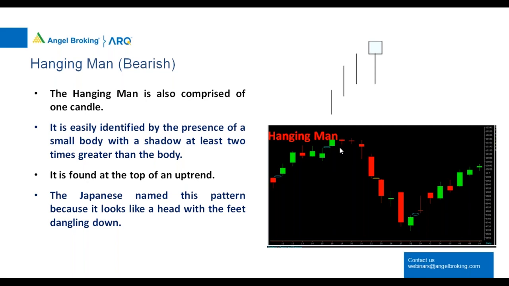That is the major advantage of Japanese candlesticks. It's an early warning signal. No other indicator gives you as early a warning signal as the Japanese candlestick technique. It is found at the top of an uptrend. The Japanese named this pattern so because it looks like a head with feet dangling down. So this is a bearish pattern.